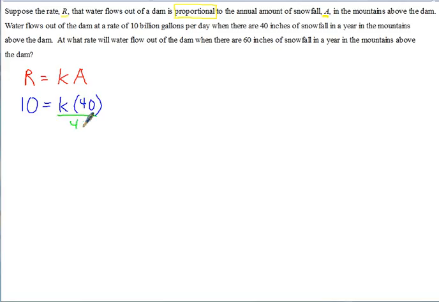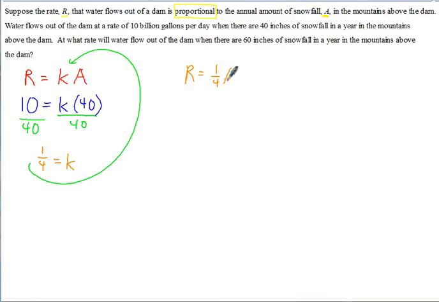So if you divide by 40, you get k equals 10 divided by 40, which reduces to 1/4. And then what you do is you substitute the 1/4 back in here for k, back in the original equation. So now we have the exact relationship, R equals 1/4 A. And now we can answer the question at the very end. It says, at what rate will the water flow out of the dam? So we're looking for R, when there are 60 inches of snowfall in a year in the mountains above the dam. So R would equal 1/4, and A is 60.